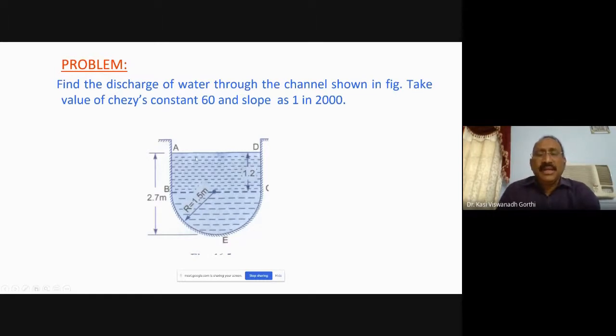Please note, the wetted perimeter would be the length of the channel boundary in contact with flow. So there is no boundary for the rectangular channel BC here. There is no boundary; it is directly connected to the semicircular channel. So by definition, the length of the channel boundary would be AB plus BEC plus CD. I repeat, the length of the channel boundary in contact with the flow would be AB plus BEC plus CD. Accordingly, the wetted perimeter P should be computed.